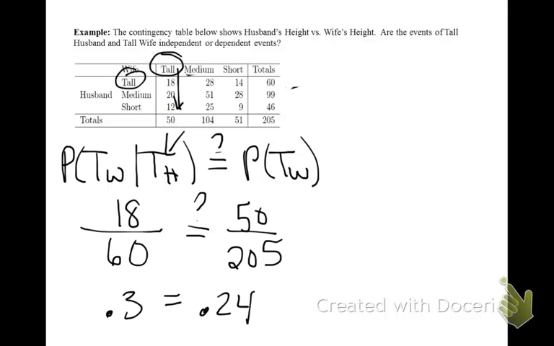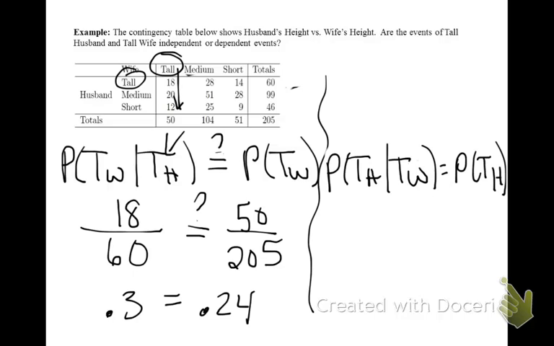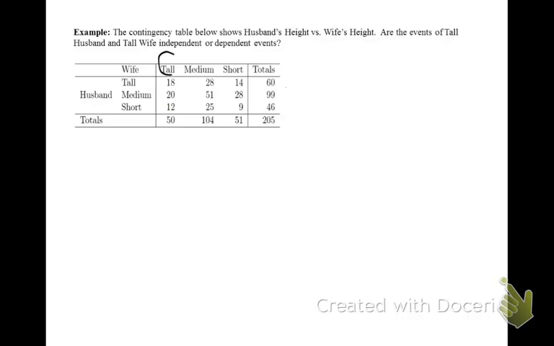Now, let's say for argument's sake that they had come back equal. Your next step would be to go in and check the other case. The probability of a tall husband given a tall wife. Is this the same as having the probability of a tall husband? If you get that it holds for both cases, then they're independent. If it comes back as false for one case, then they're not independent. If it comes back false for both cases, then they're not independent.